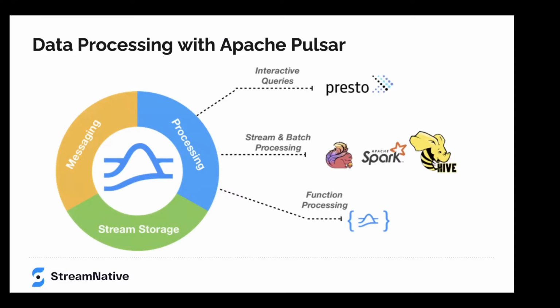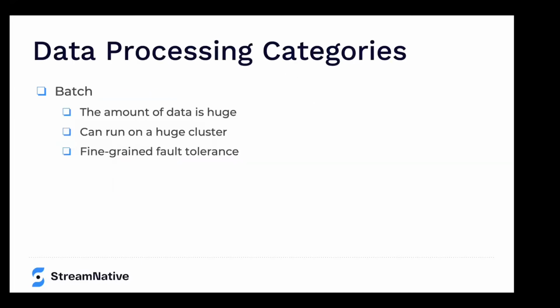But before we dive into that, let's summarize the characteristics of each kind of data processing. We can categorize those data processing jobs in general into four categories. The first, well-known one is batch processing. The amount of data it processes is usually huge and can run on huge clusters with hundreds of nodes. It also provides fine-grained fault tolerance features.